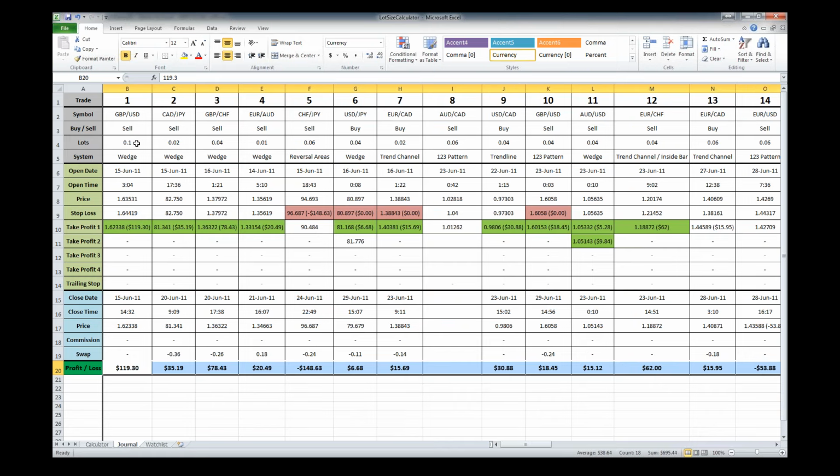And all of these were long-term trades, by the way. I don't think he has the time frame or the hour on here, does he? No, he doesn't say here if it's a 4-hour trade or a 1 hour.